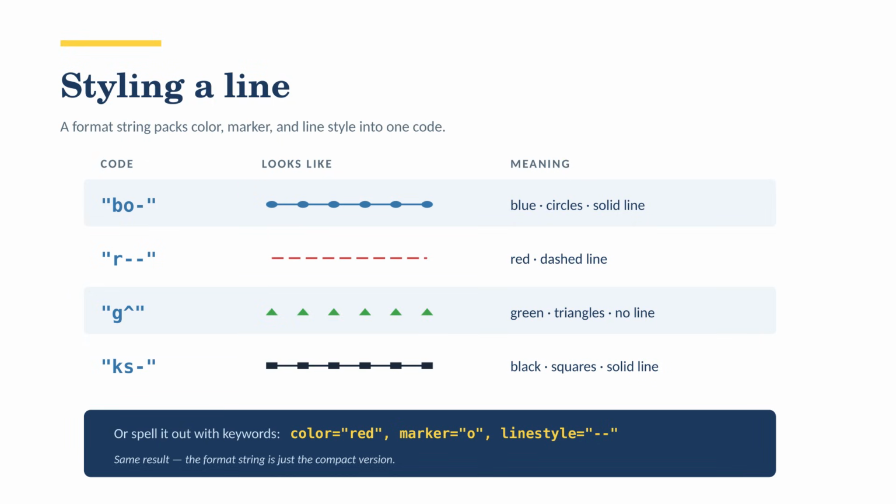Alternatively, you could also spell these out as keyword arguments instead. So you could say color equals red, or line style equals dash dash, and so on, which is a little bit more verbose, but sometimes more readable and easier to remember than the letter codes. So choose whichever works better for you. There's a full table of color, marker, and line style codes, and I've linked the datasheet and the documentation for that in the description.